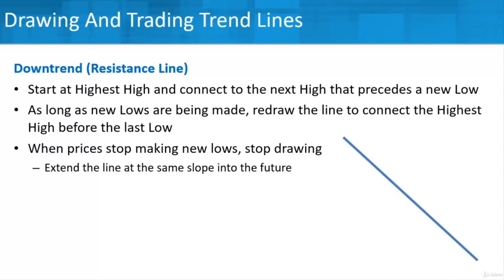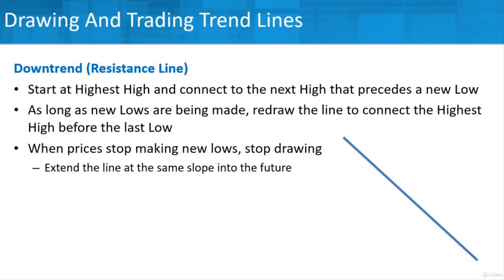So in a downtrend, what you're really drawing is not support lines, you're drawing resistance lines. And again, this will make much more sense when we actually draw the lines and you see the examples. But basically, you're starting at the highest high, at the wick of the highest high, and you're connecting to the next high that precedes a new low. You can see the line here, it's going to have a downward slope. And as long as new lows are being made, you keep redrawing the line to connect the highest high before the last low. So you're drawing your line along the highs, but it keeps going downward, right? That's the whole idea of a downward trend.